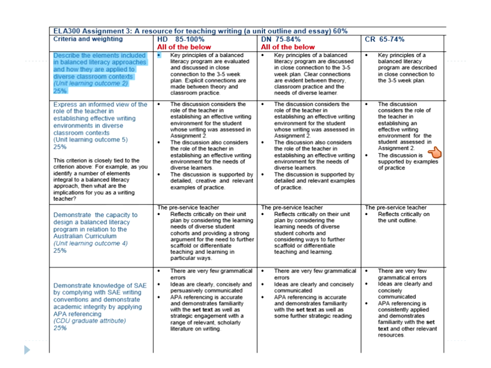So the discussion considers the role of the teacher, so this is fairly general, for establishing an effective writing environment. Here comes the specific, for the student assessed in assignment 2. So taking into consideration, how does this student need to be supported if their paper wasn't strong, the work sample indicated lots of issues, then where are opportunities for addressing those issues during this unit of study?